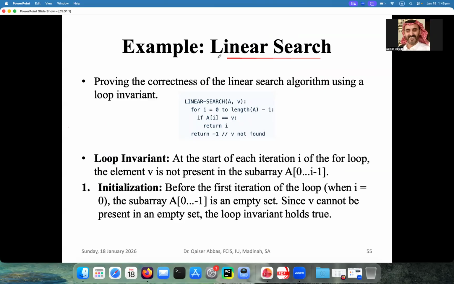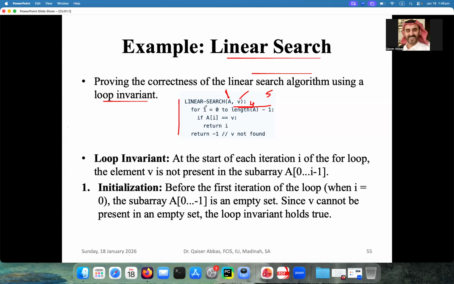Example is linear search. Prove the correctness of this linear search using a loop invariant. This algorithm is given. Linear search is what? Elements are given and you have to find an element in the array. A is the array, V is the element that you have to find. Here, for i = 0 to length of A: if your array has 5 elements, then length of A gives you 5, minus 1 is 4, and this loop will execute from 0 to 4 if the size is 5.